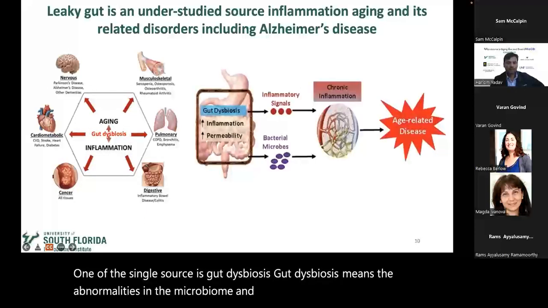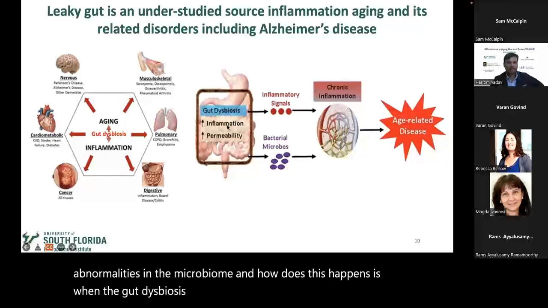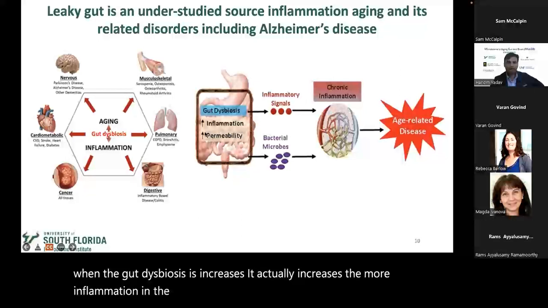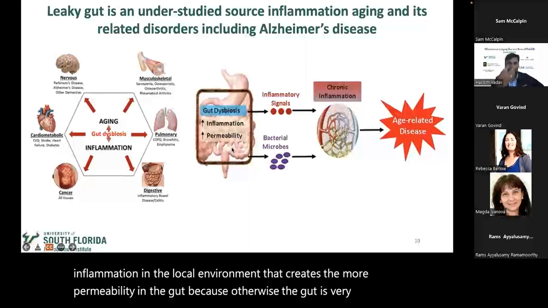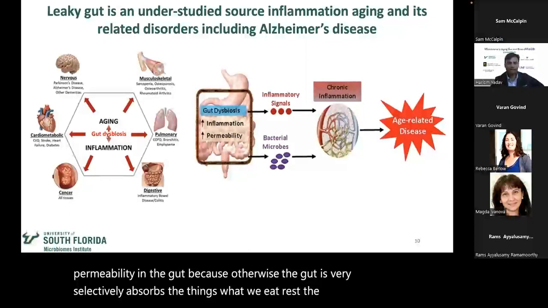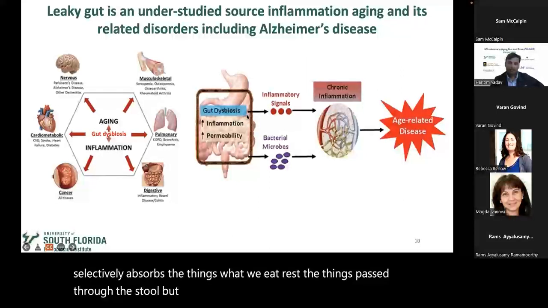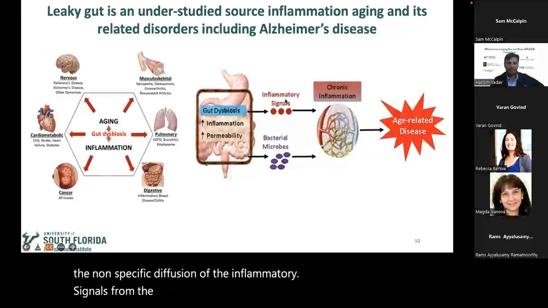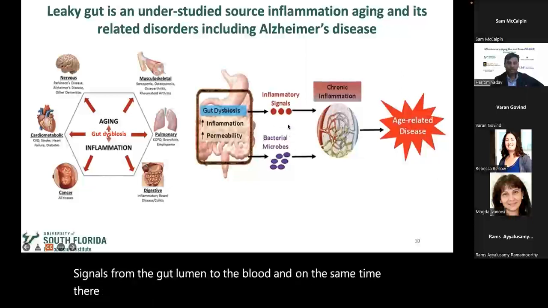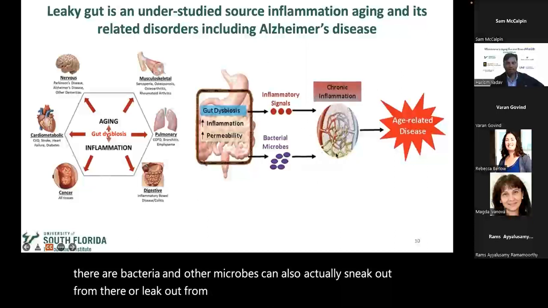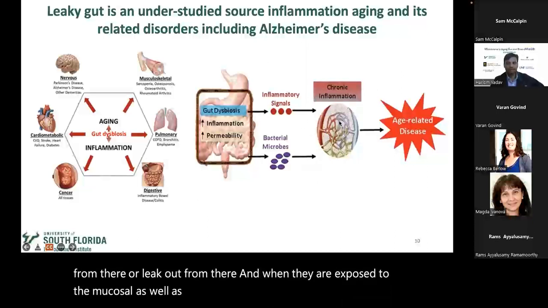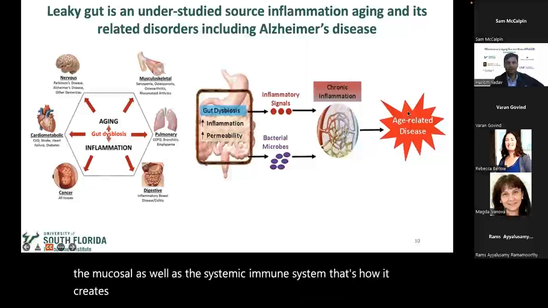And how does this happen? When gut dysbiosis increases, it increases inflammation in the local environment. That creates more permeability in the gut, because otherwise the gut very selectively absorbs the things we eat, and the rest passes through the stool. But when this permeability increases, it allows non-specific diffusion of inflammatory signals from the gut lumen to the blood. At the same time, bacteria and other microbes can also sneak or leak out from there, and when they are exposed to the mucosal as well as the systemic immune system, that's how it creates chronic inflammation. And this chronic inflammation creates more age-related diseases.